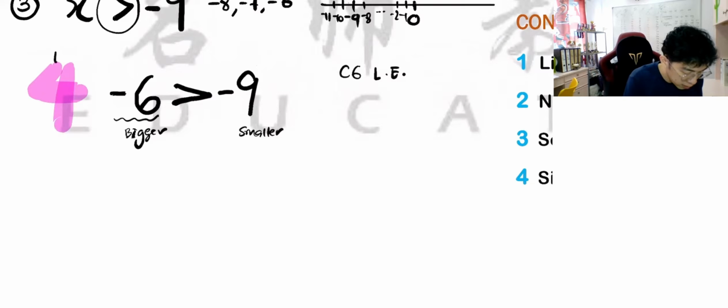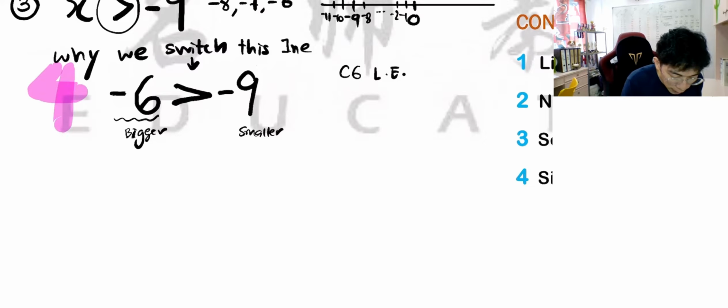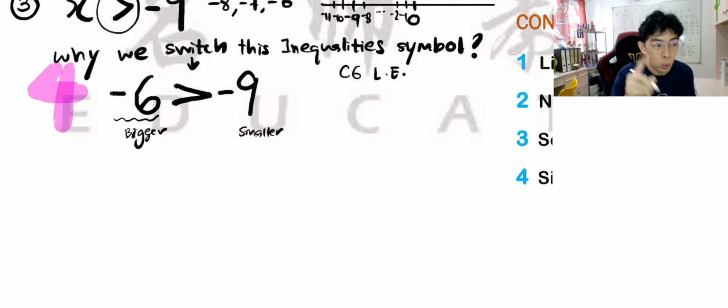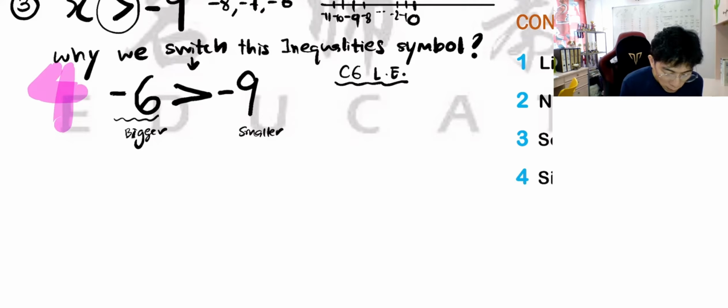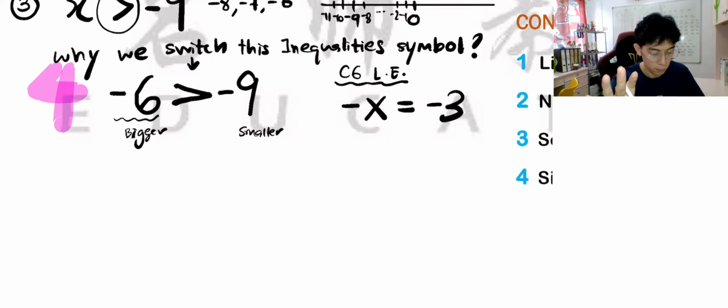Now, number 4 over here is why we switch the inequality symbol. This is what we are trying to say, why do we switch? The idea comes from this, everyone. Negative x equals negative 3. Remember I said there is a shortcut. You see, you're so fast. You answered me straight: x equals 3, teacher. You're right, because I said you can cut and cut.